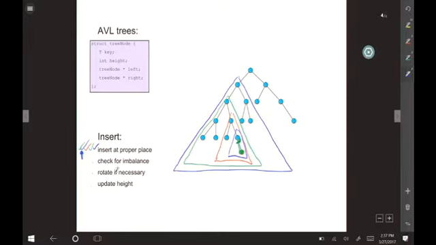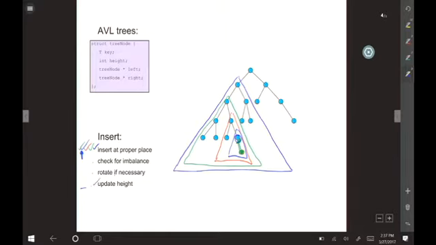No. So we don't have to rotate. Do we have to update the height of this guy? Yes. It used to have height 0. Now it's the root of a subtree whose height is 1. So we do update the height.